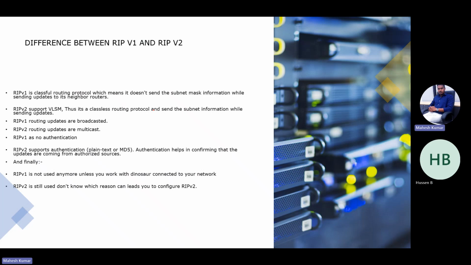So this is the difference between them. No authentication is supported by RIP version 1. RIP version 1 is a classful routing protocol, which we already discussed. RIP version 2 supports VLSM, that is also discussed. RIP 1 sends routing updates by broadcast, but RIP version 2 uses multicast. Multicast, we already know: unicast means one to one, but multicast means one to a particular group of devices or group of users.